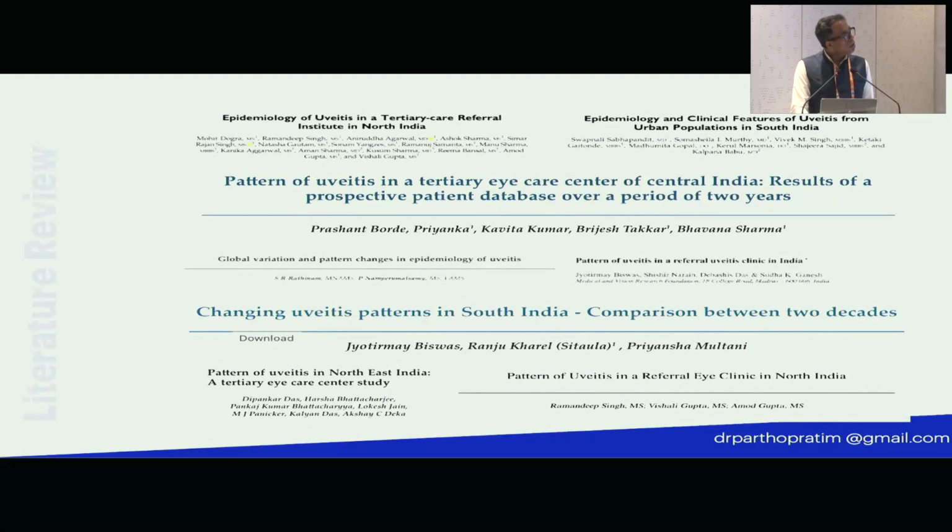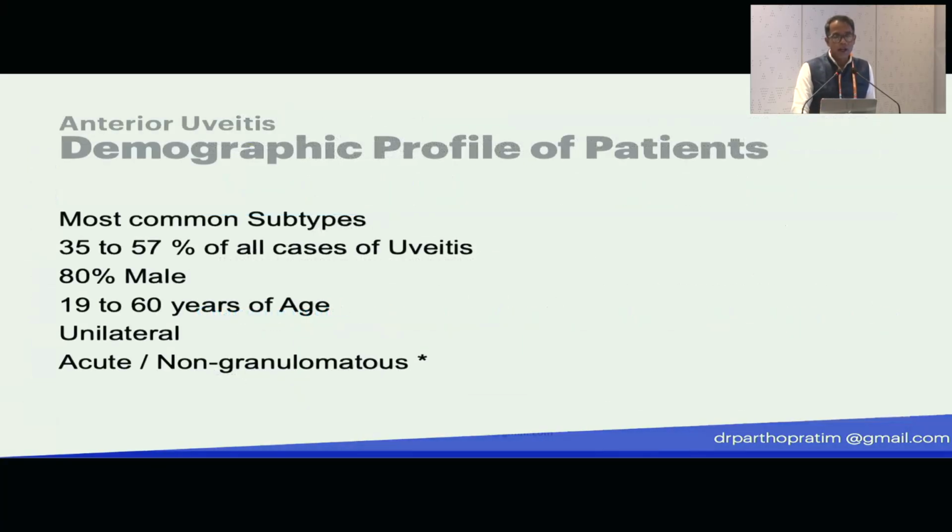So if you see that there are several studies, most of them are retrospective and were published from tertiary eye care hospitals. So though you don't get the exact profile of anterior uveitis from the rural or community setting, still this gives you an idea of how the pattern of uveitis is in India. If you see the demographic profile of the patients of anterior uveitis, most of these studies have shown that anterior uveitis is the most common subtype of uveitis.